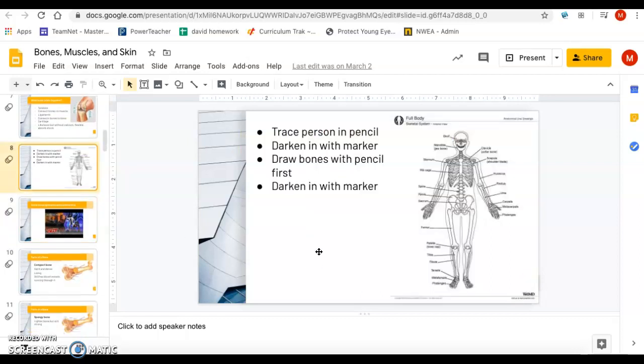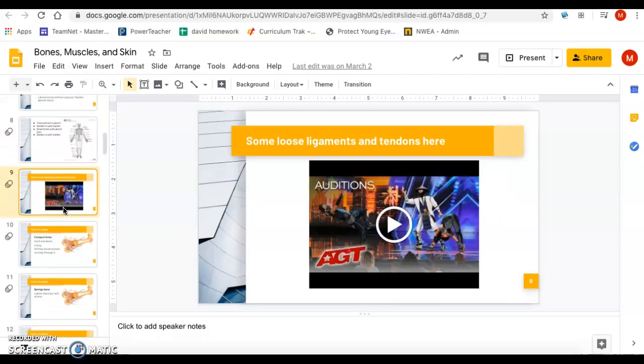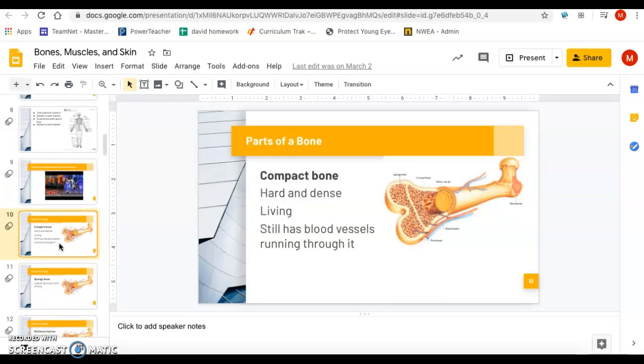The biggest one is this right here. When we learned about bones, we would actually take butcher paper, trace the person, darken it in. I would have kids pull up pictures of skeletons. You know, if you're drawing the foot, pull up a picture of the bones in the foot on your Chromebook and just draw them as well as you can, as detailed as you can. Okay, some fun little videos in there.